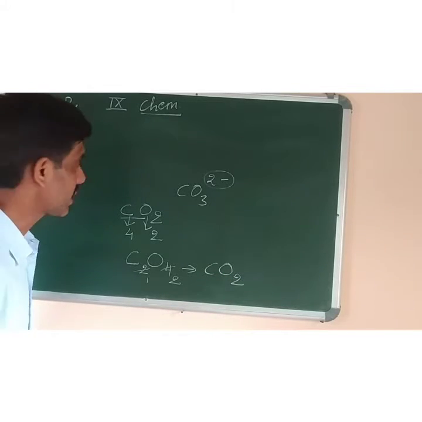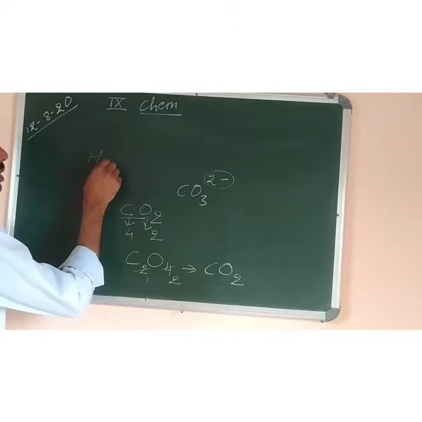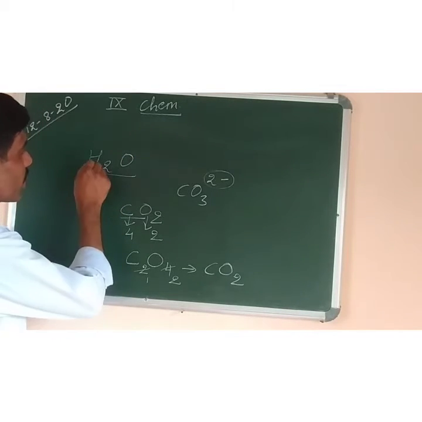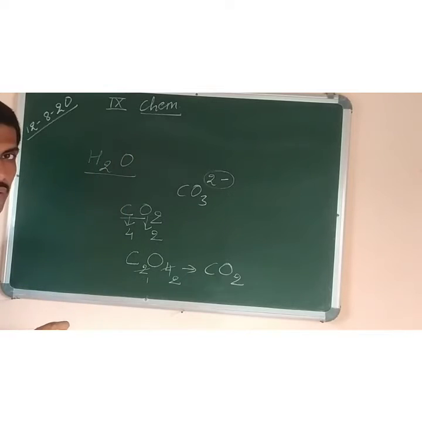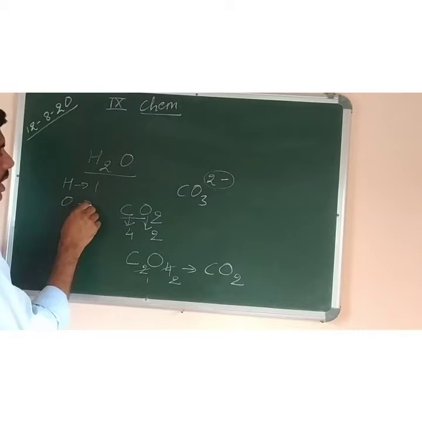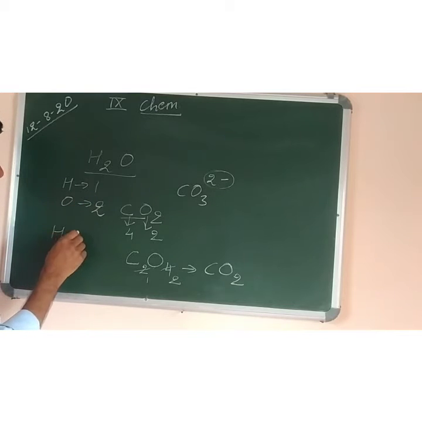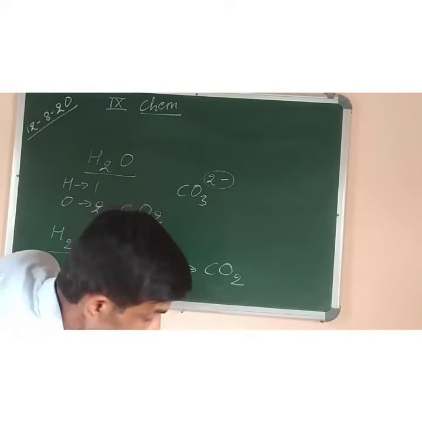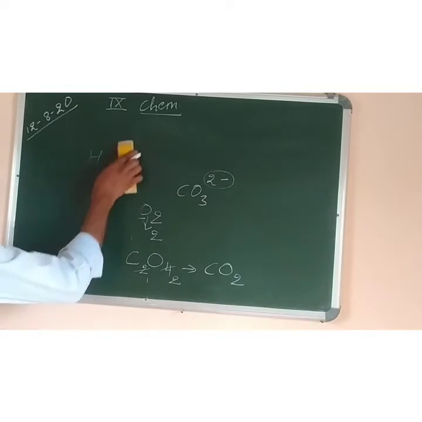Got it? Like this, in case of water also, if you need to write the molecular formula of water, if you know the valency of hydrogen and oxygen, you can write it. Hydrogen valency is taken as 1, oxygen valency is taken as 2. So when we write the water molecule formula, hydrogen valency 1 is kept here and oxygen valency 2 is kept here. Okay? So we get H2O1, 1 no need to write, that is H2O. Understood now?